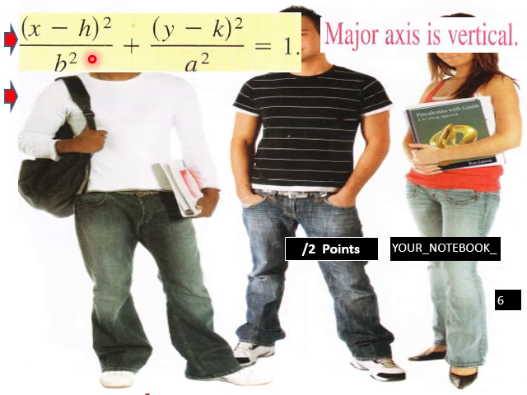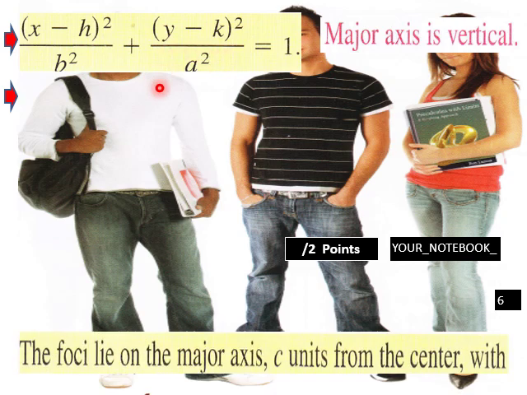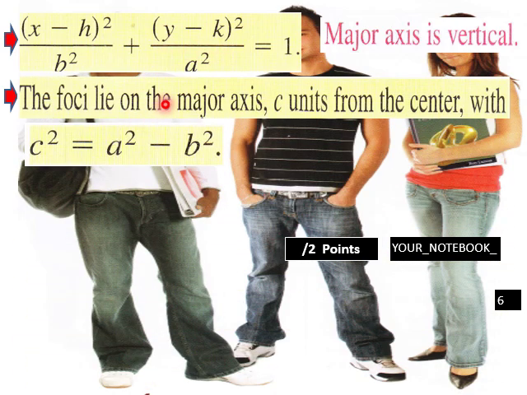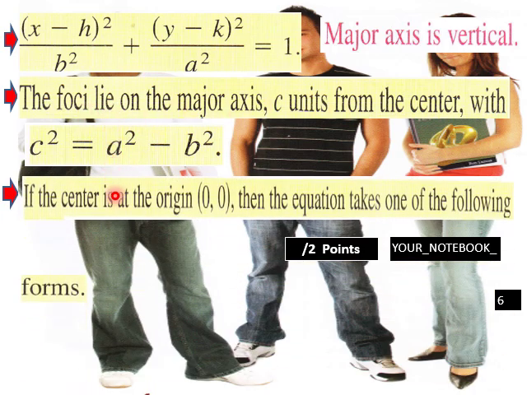And then the major axis is vertical. We go back to that. So the major axis now will be vertical, so a squared will be our largest denominator underneath our (y minus k) quantity squared. That would mean that your ellipse would be more vertically oriented when you have your a squared underneath your (y minus k) quantity squared. The foci lie on the major axis, c units from the center, with c squared equals a squared minus b squared. C units from the center, that would be where your foci would lie.